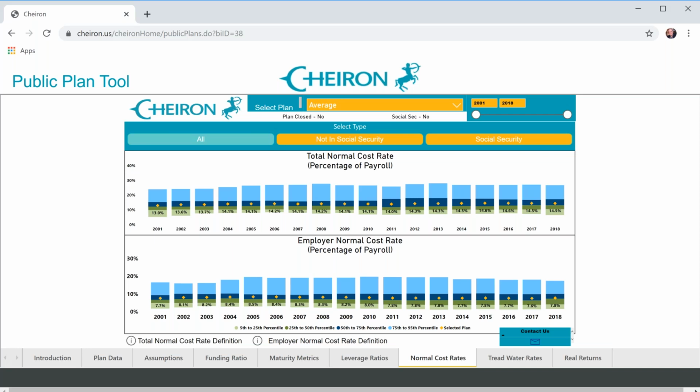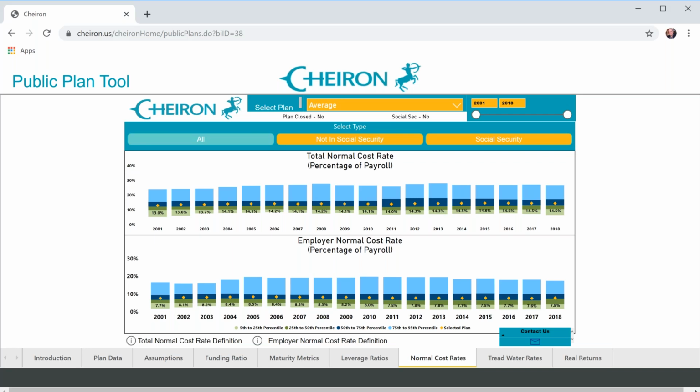The top chart shows the total normal cost rate, and the bottom chart shows the employer normal cost rate, which is just the total normal cost rate less employee contributions. So you can see the expected employer contribution towards those benefits. It's also important to note that in this database, these rates are a blend of the normal cost rates in your plan, covering all the different groups and benefit tiers in the plan.